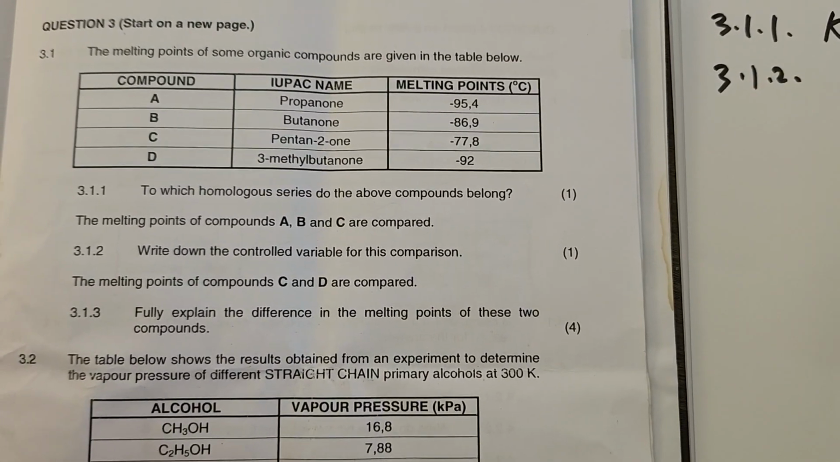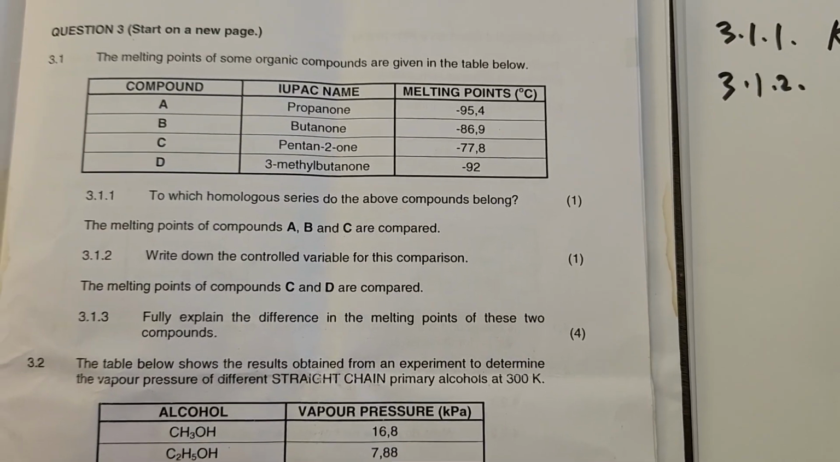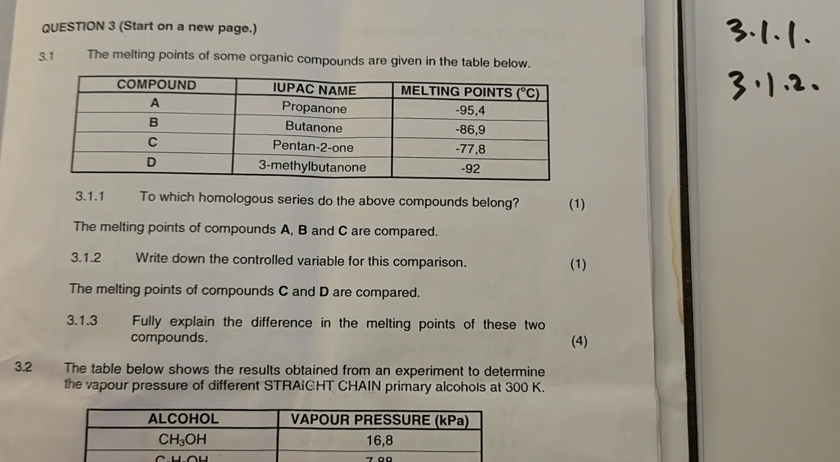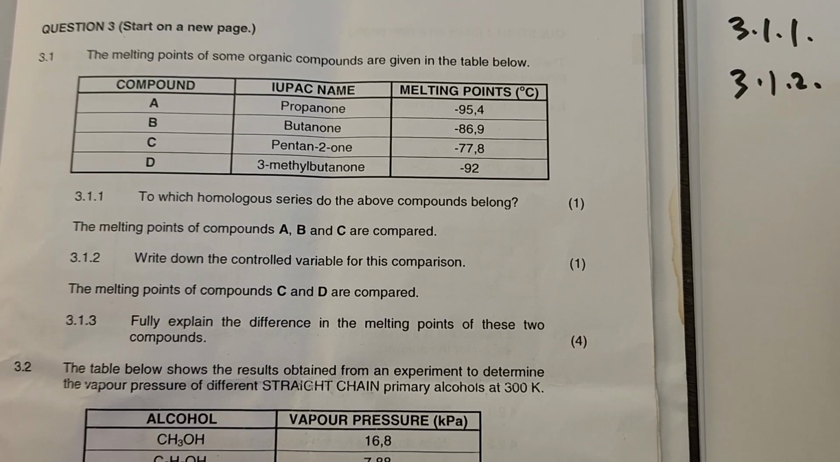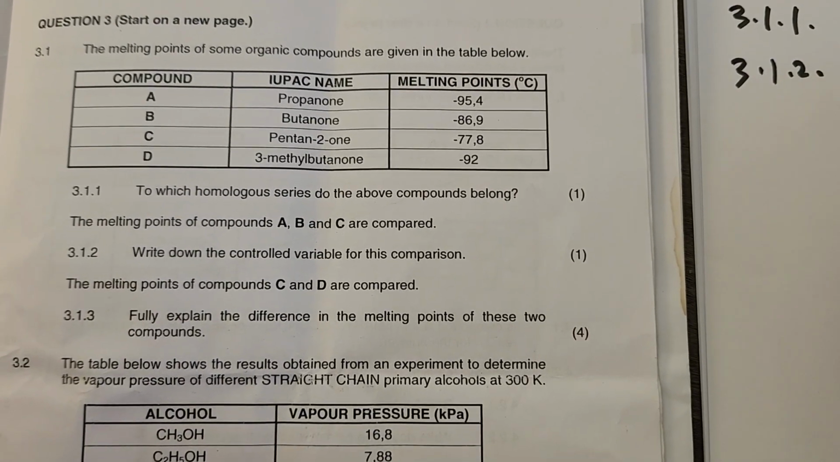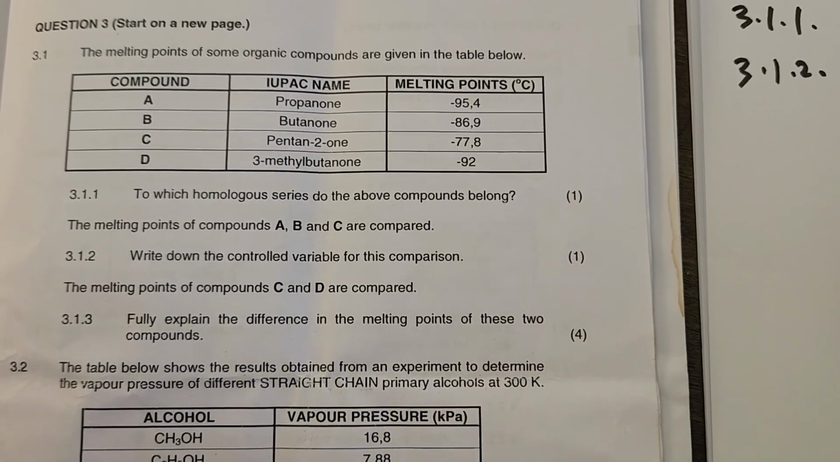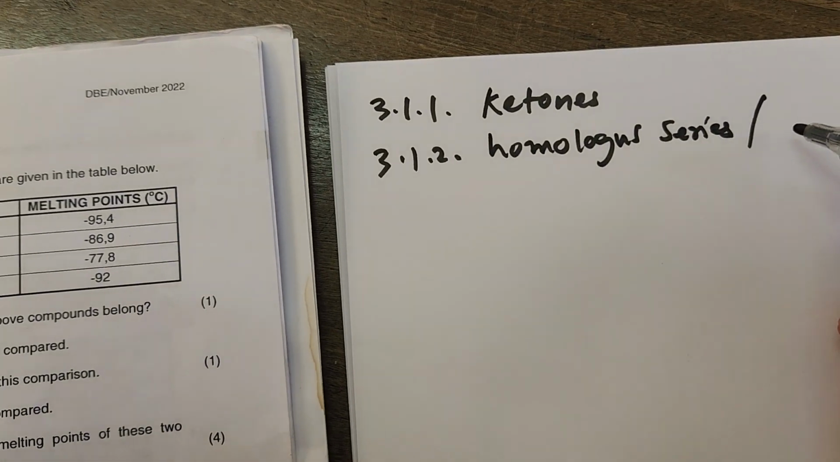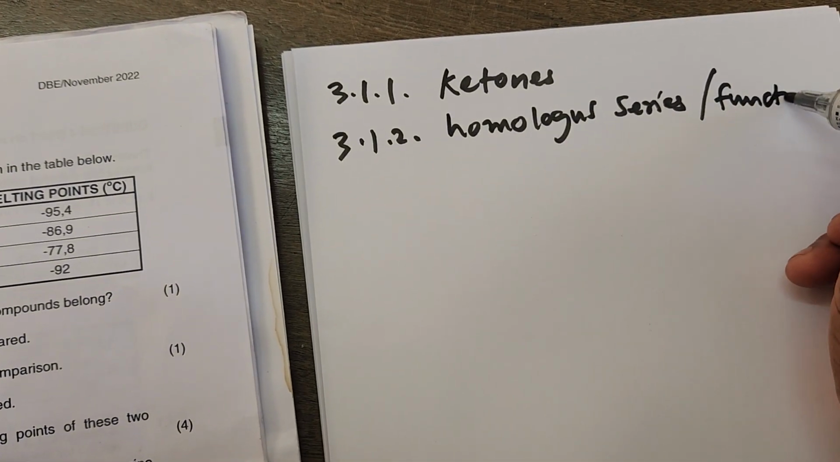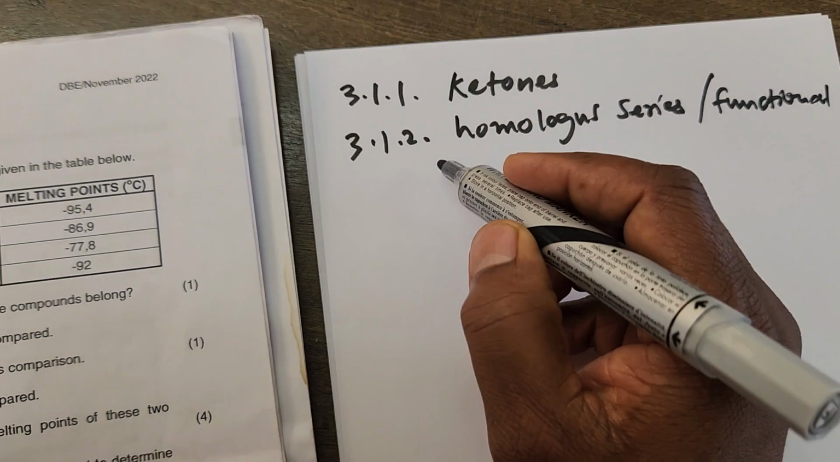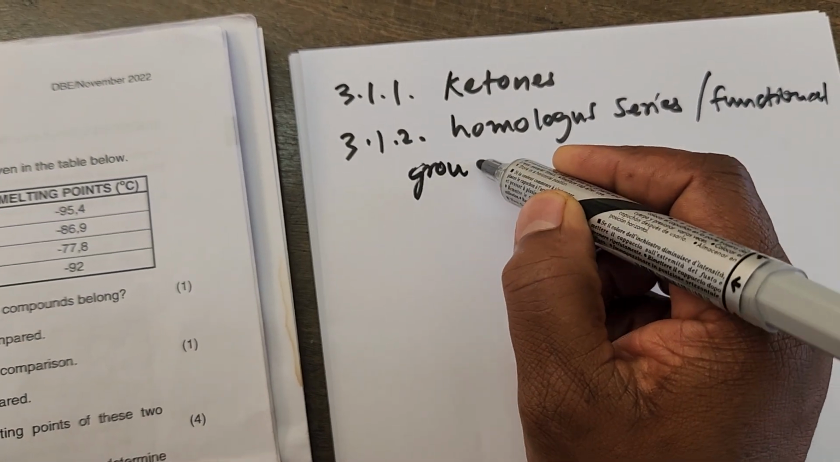Write down the controlled variable. What is controlled when we're comparing the same homologous series? It is the homologous series, of course. Homologous series or functional group. Right, homologous series or functional group. You'll get the mark there, 1 mark.